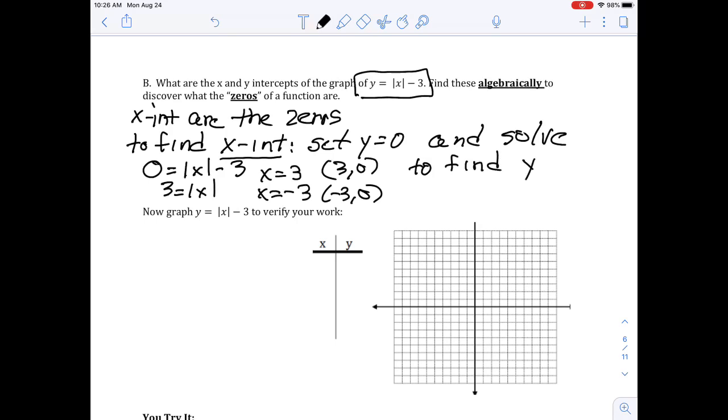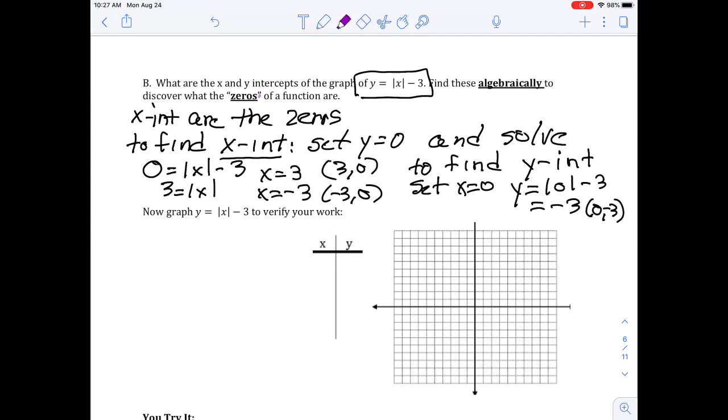Okay, to find the Y-intercept, you set X equal to 0. So that would be Y equals absolute value of 0 minus 3, which is negative 3. And so my Y-intercept is 0, negative 3.